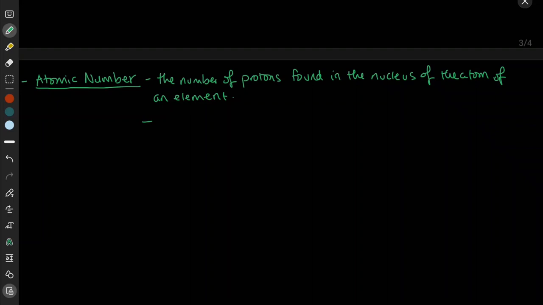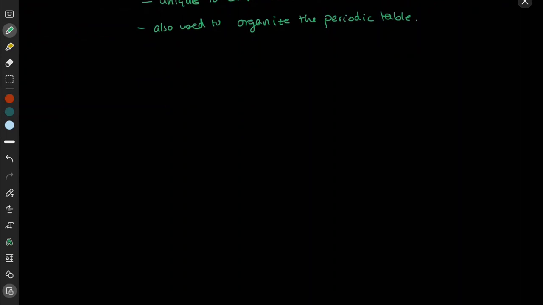And this atomic number is unique to each element. In other words, no two elements can have the same atomic number, and the reason is that each element has its own unique atomic number. The atomic number is also used to organize the periodic table. So let's look at the periodic table real quick.